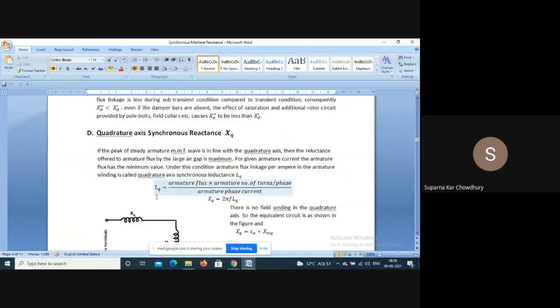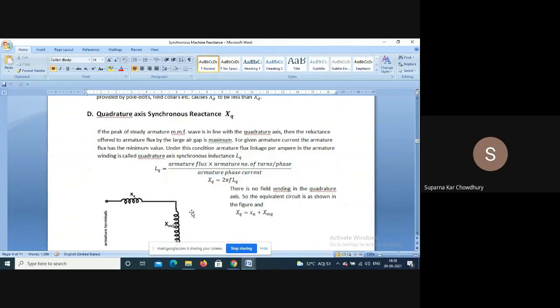Quadrature axis synchronous reactance, steady state. When the peak of the armature MMF wave is coincident with the quadrature axis, then the reluctance offered to the armature flux path, due to the large air gap in the quadrature axis, is maximum. For armature currents, the armature flux will be minimum. Under this condition, the flux linkage per unit armature phase current will give you the quadrature axis inductance LQ, and correspondingly we will get XQ is equal to 2πf LQ.